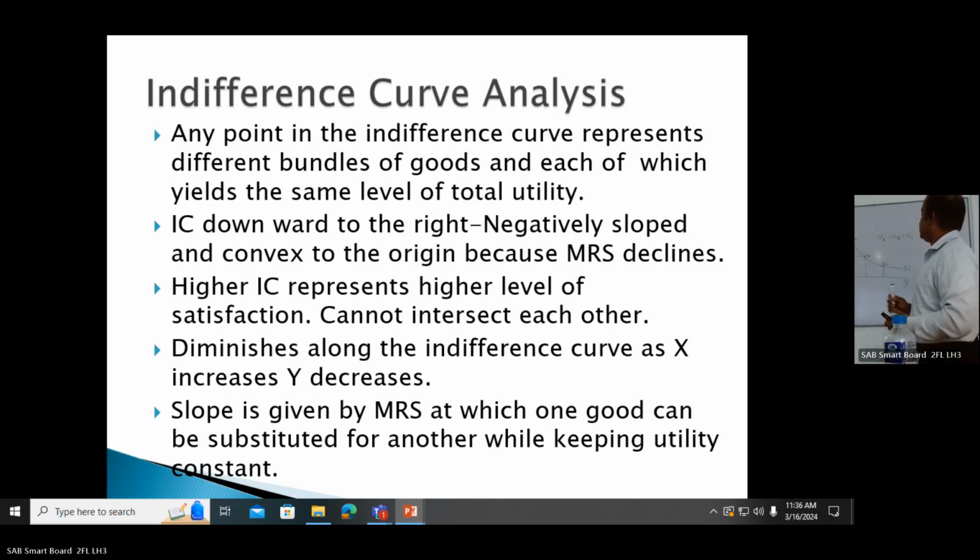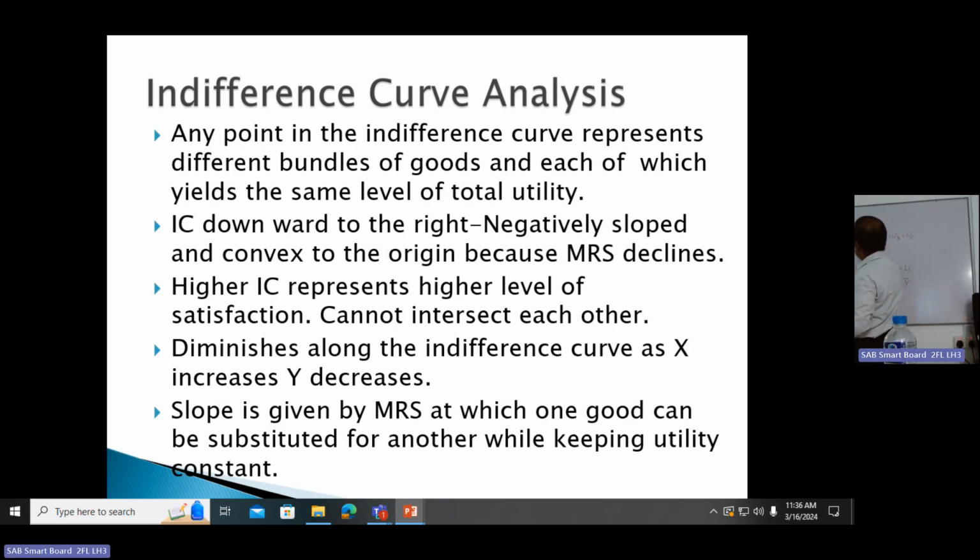So what are the features you see here? It is downward sloping from left to right, so it is negatively sloped. And it is convex to the origin. Correct, convex to the origin. So this is the downward sloping, negatively sloped curve.